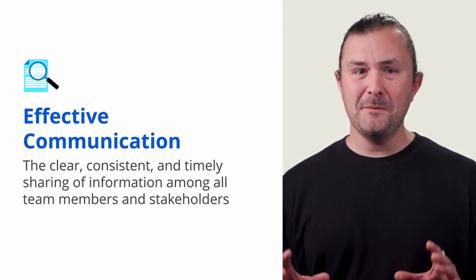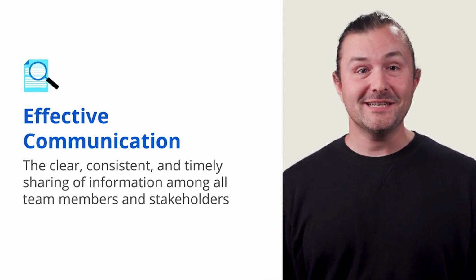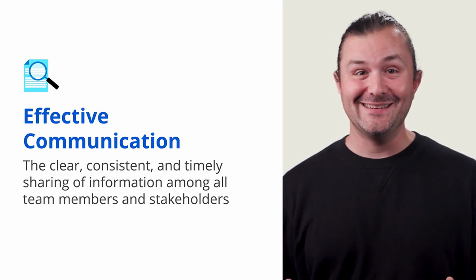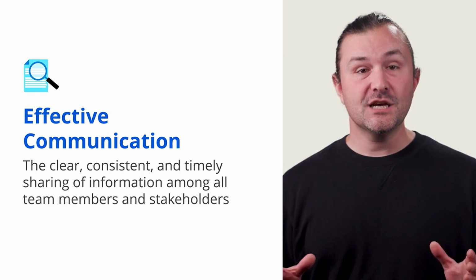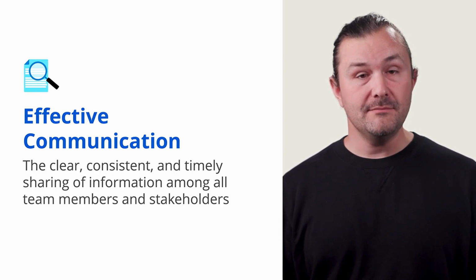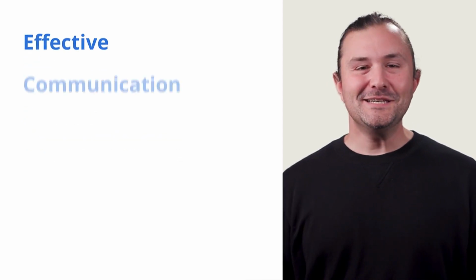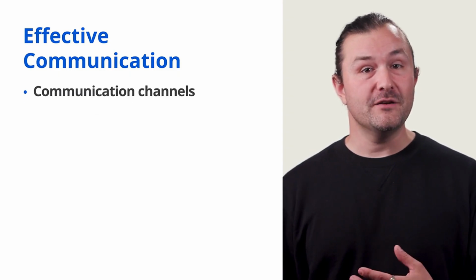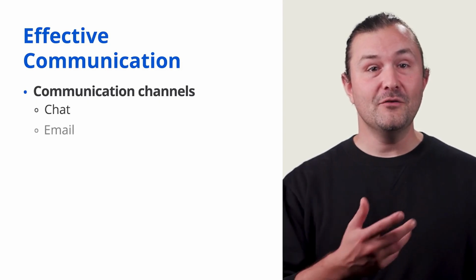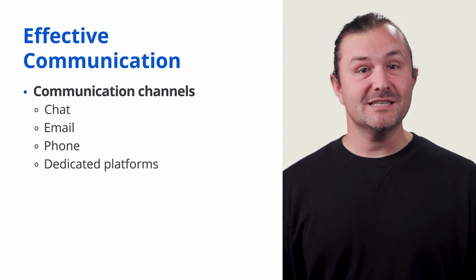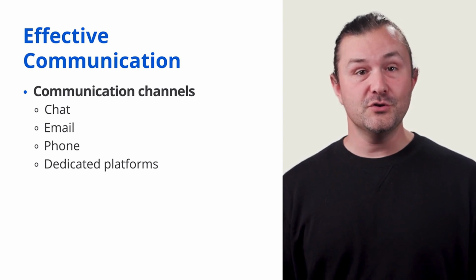Effective communication is the backbone of any successful project, especially when building something as complex as a rocket ship's back end. Effective communication is the clear, consistent, and timely information sharing among all team members and stakeholders. Let's explore some strategies. First, let's discuss communication channels. Communication channels are the way people share information, such as chat, email, phone, or other dedicated platforms. Each channel has unique characteristics that affect how messages are delivered and understood.